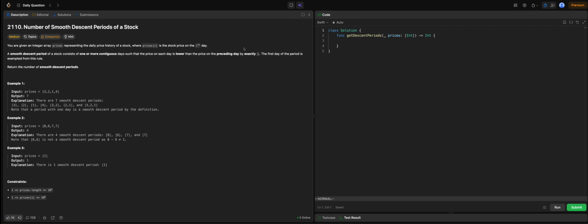So the LeetCode problem is Number of Smooth Descent Periods of a Stock. We're given an integer array prices representing the daily price history of a stock, where prices[i] is the stock price on the i-th day. A smooth descent period of a stock consists of one or more contiguous days such that the price on each day is lower than the price on the preceding day by exactly one. The first day of the period is exempt from this rule. We just need to return the number of smooth descent periods.